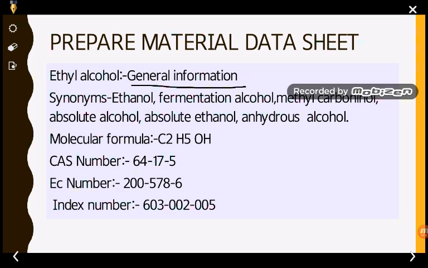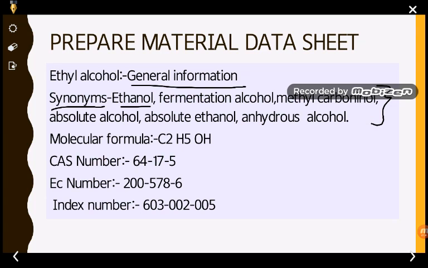That is synonyms. What is the other name given to ethyl alcohol? It is also called ethanol, or sometimes fermentation alcohol, methyl carbinol, absolute alcohol. It is known by various names like absolute ethanol and hydrous alcohol. These are the different names by which it is identified. So synonyms of ethyl alcohol come under the general information.